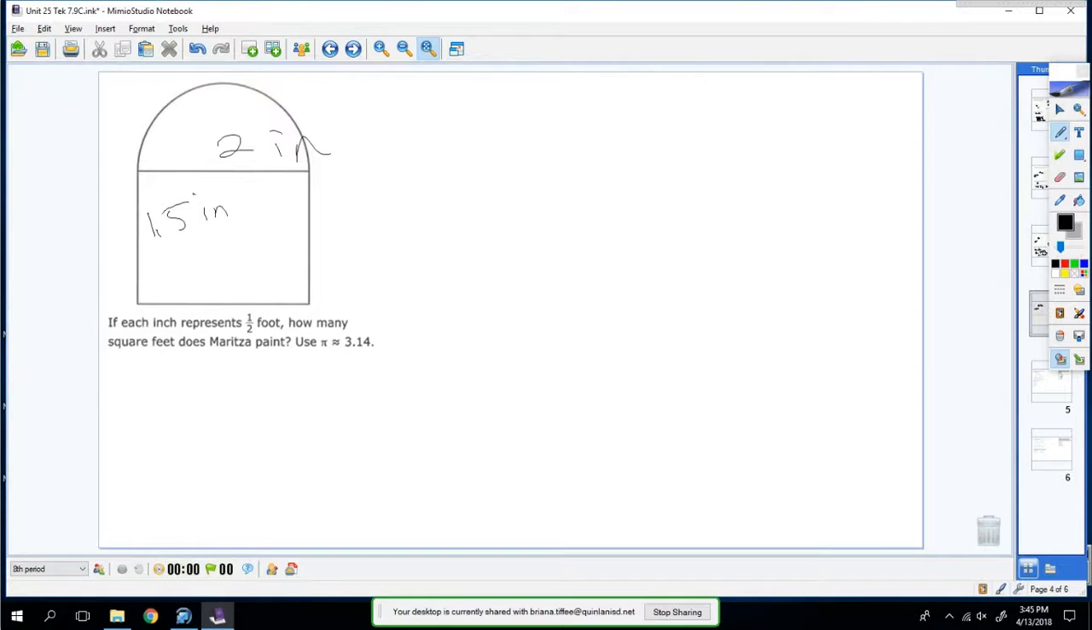And it says if each inch represents 1/2 of a foot, how many square feet does M paint? So 2 inches will equal 1 foot. 1.5 inches will equal 0.75. So this will be 0.75 feet.